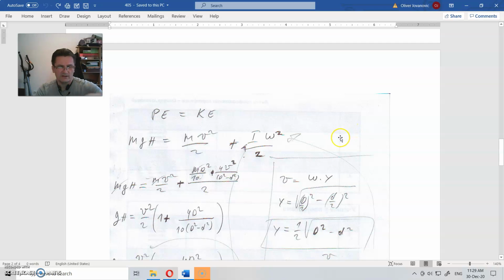And I will just tell you that the g calculated from this is 10.1066 meters per second squared. That's all there is to it.